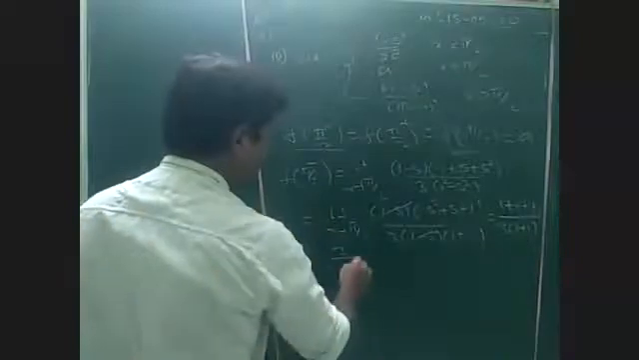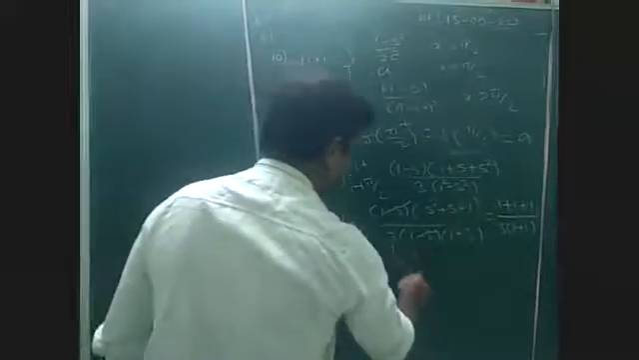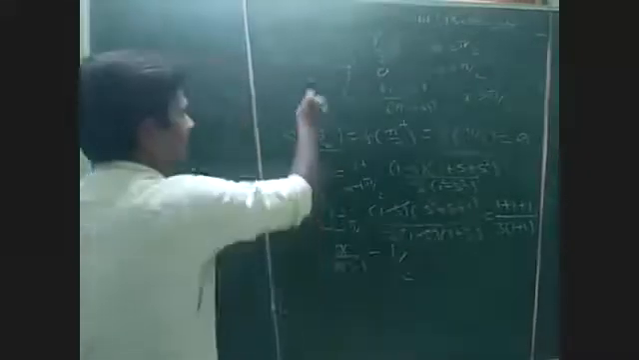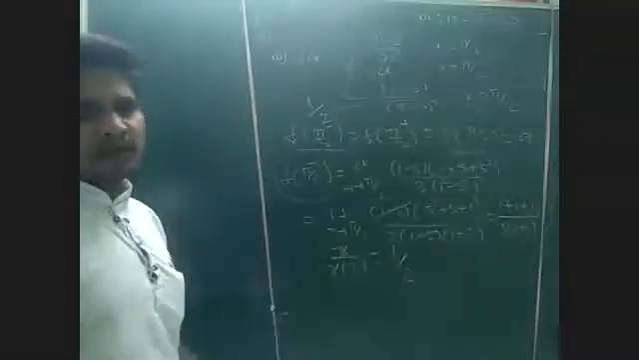Right. Then this 3 cancels. 3 by 3 to 2, the 3 gets cancelled, giving 1 by 2. I said that this is the left hand limit. This is 1 by 2. 1 by 2 you can equate to A. A is equal to 1 by 2.